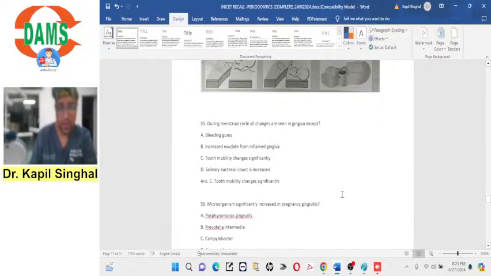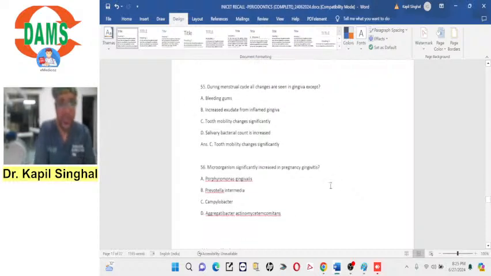Okay. Next question. During the menstrual cycle, all changes are seen in gingiva except. So during the menstrual cycle, number 1, bleeding gums because vascularity increases. Option A is correct. Option 2, increase in exudative fluids from inflamed gingiva. This is also correct. Tooth mobility changes significantly? No, tooth mobility does not change. This is wrong. Salivary bacterial count is increased. This is also correct because the steroidal hormone increases. So the best answer to choose out of this is option C.